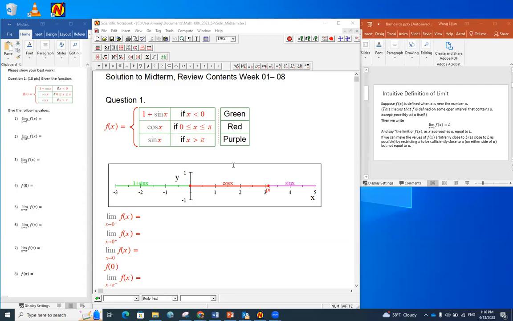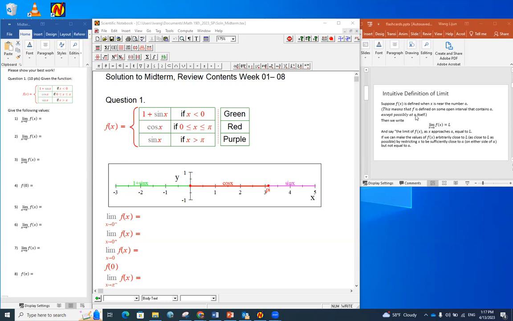Hello, in this lesson, we're going over the midterm exam and reviewing the contents of the past 8 weeks. Well, we have the first question. It's really testing you on knowing how to use the epsilon-delta limit.